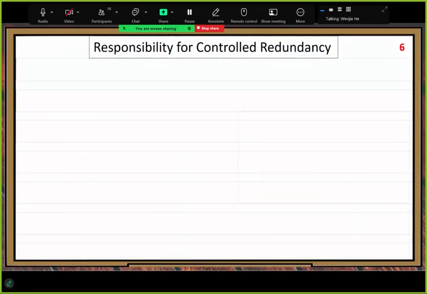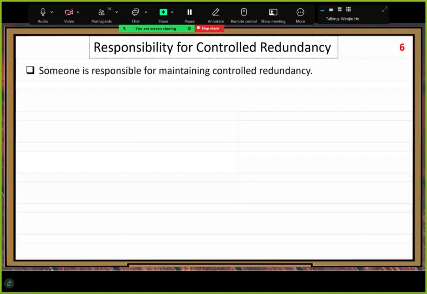Next, the last slide of part B: responsibilities for controlled redundancy. Who is responsible for this task? Someone is responsible for managing and maintaining controlled redundancy.